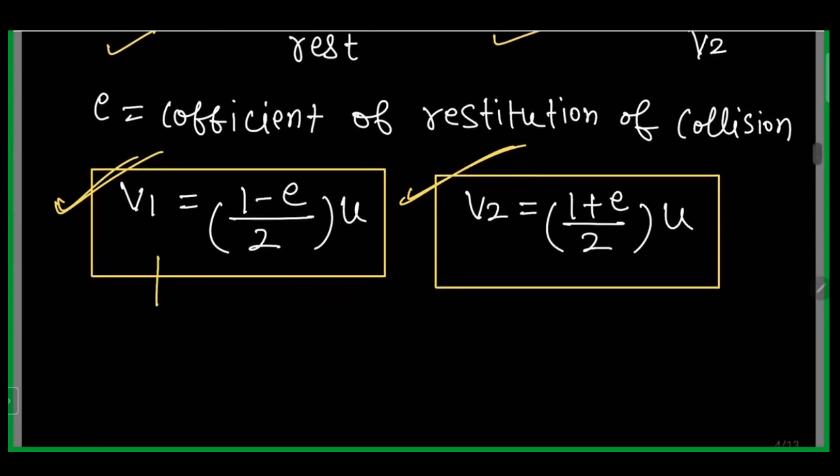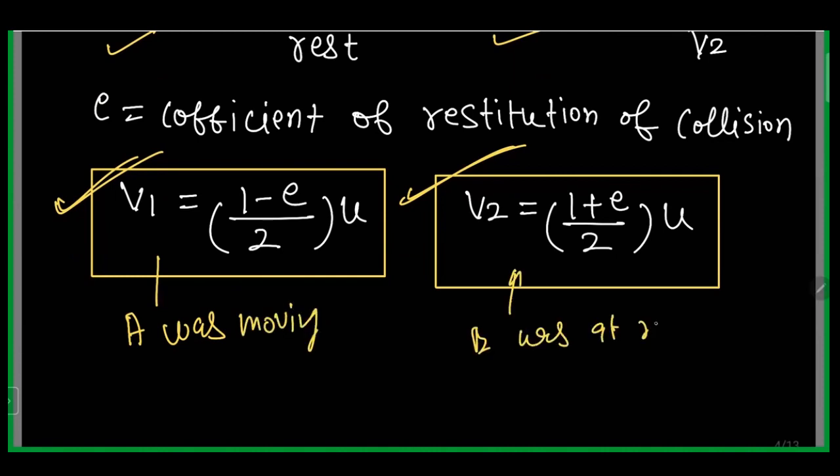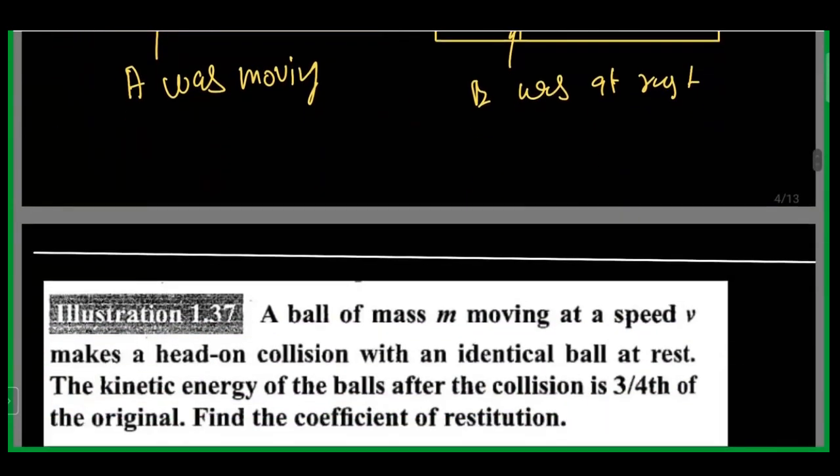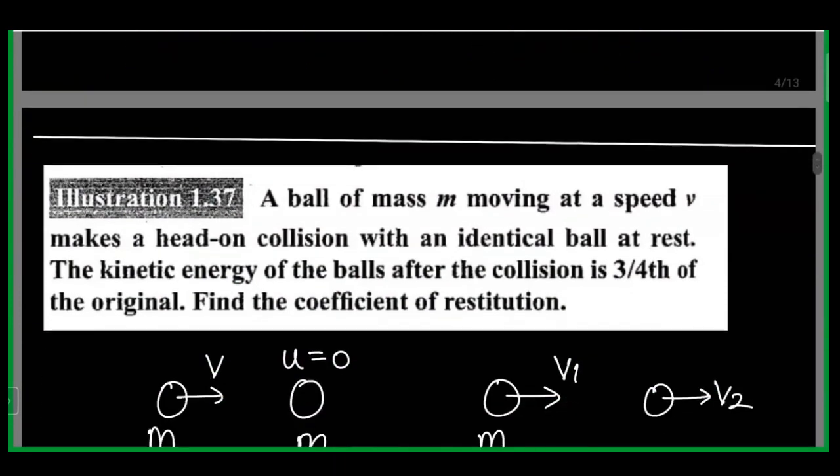Remember, the first body was moving and the second body was at rest. After the collision, both are moving with velocities v1 and v2. So this is a direct formula that you will need to use in many questions. Okay, let's try to understand one example.